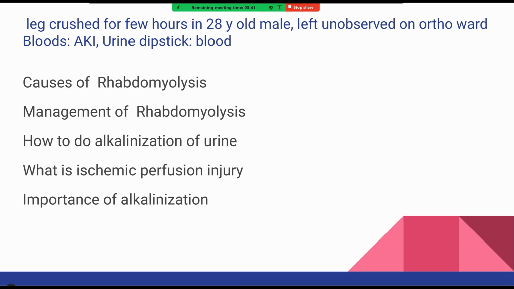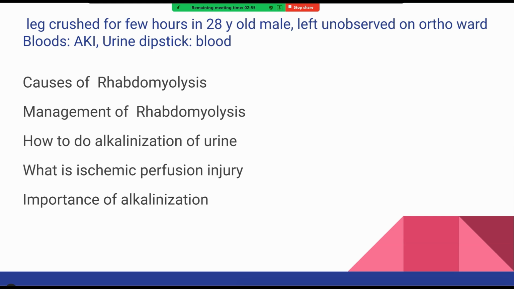Okay, the investigations include electrolytes. There will be hyperkalemia, acidosis. There will be lactic acidemia, and then there will be increase in creatinine level. There will also be increase in creatine kinase. Creatine kinase level will be high, and then creatinine also will be high. Those are the common laboratory features that will be found.